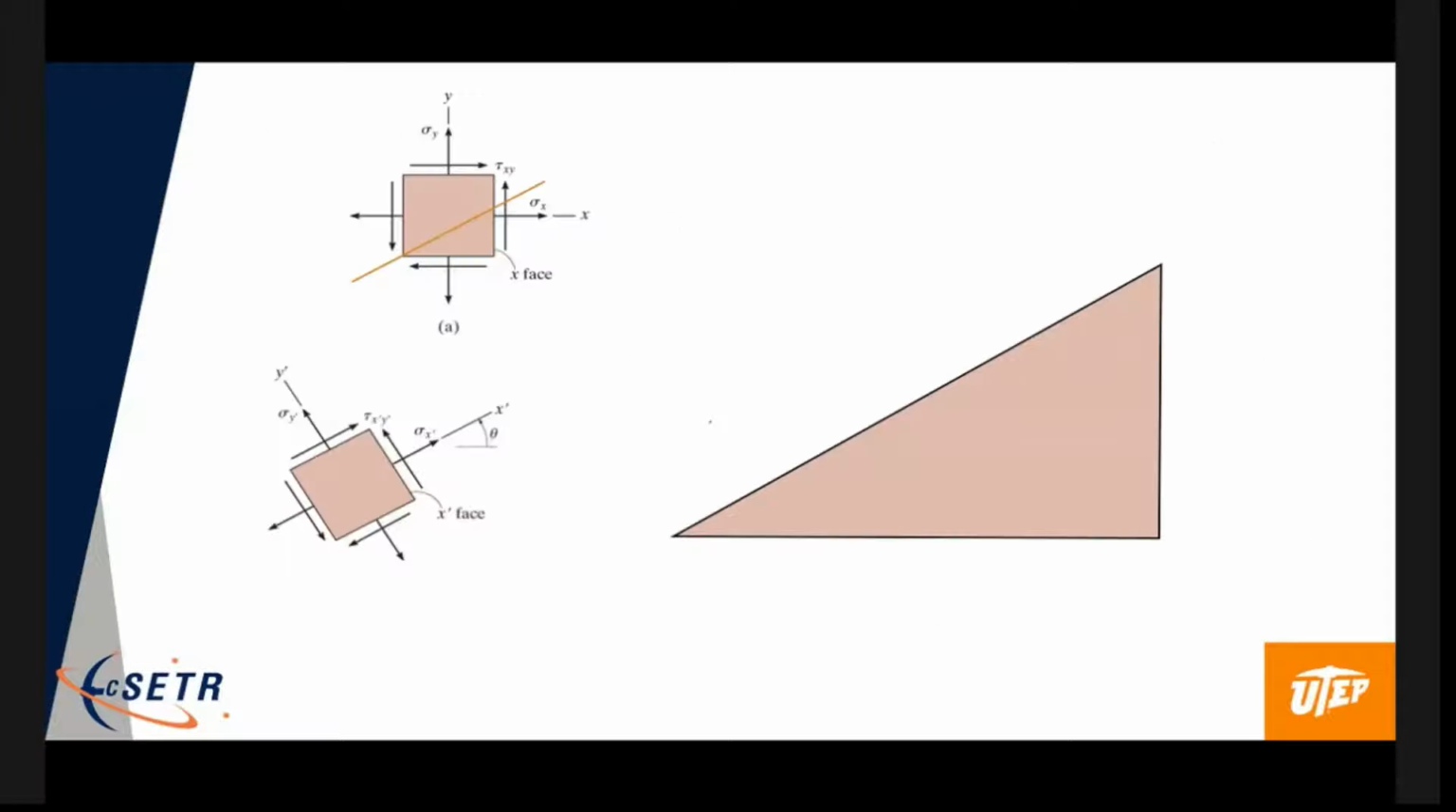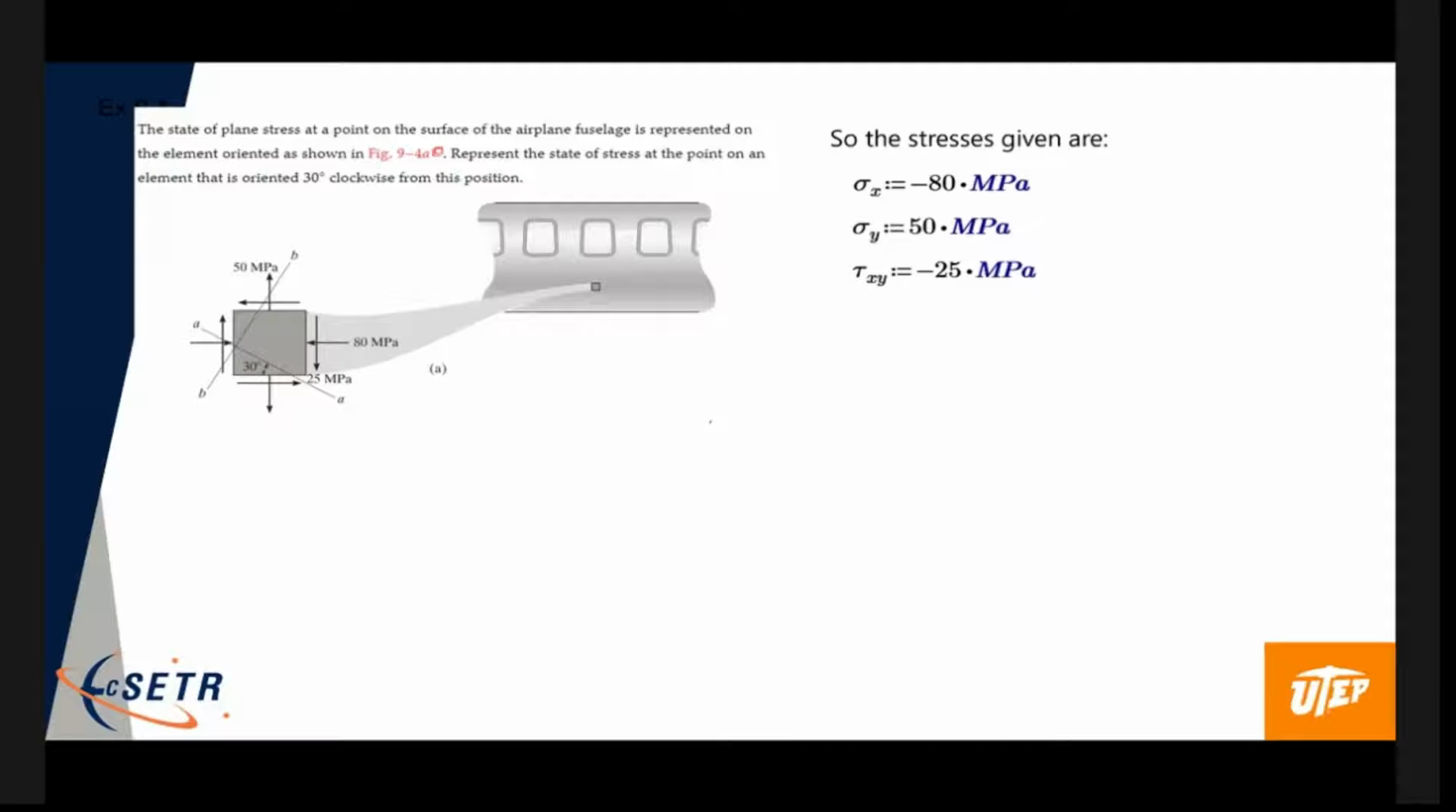All right, let's do it really quick on this one. I'll just do one of the faces with actual numbers, okay? So this is example problem 9.1 in the book. And this will make it a little bit easier. Here we have an airplane fuselage. There's a little differential element of material located here, and we're given the stress state in the XY coordinate system, right? So this is X and this is Y, if you will.